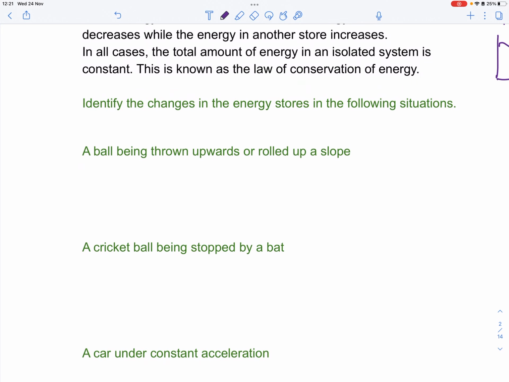So here are a few. A ball being thrown upwards or rolled up a slope. Now I'm sure you've done these sorts of energy flow diagrams before, but let's have a look here. I'm going to focus on the useful energy where possible. So it's gaining height, and as it does so, it slows down. Initially the ball would have had a fair amount of kinetic energy as it was thrown, or as it began to roll, and that would then be transferred into a store of gravitational potential energy as it goes upwards. But when you add up the kinetic and the gravitational potential energy at all points along that path, the total will be constant.